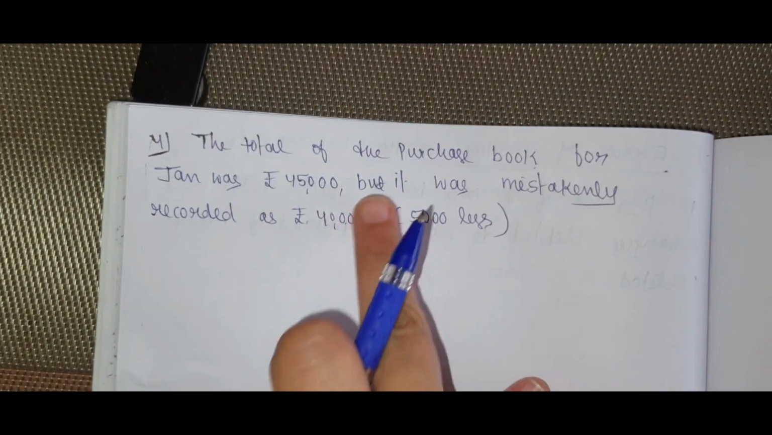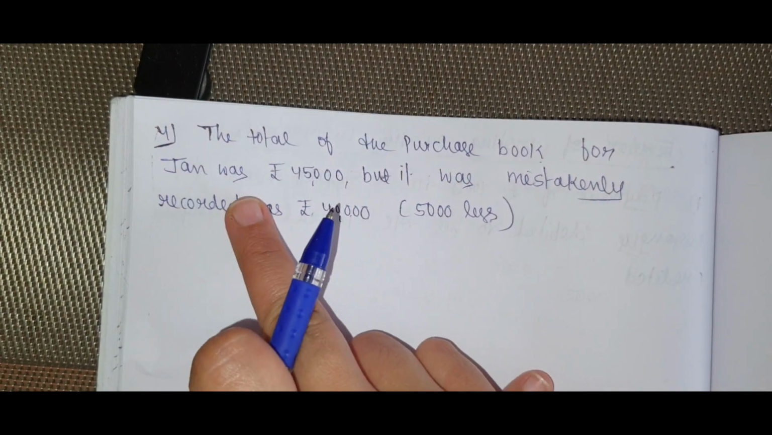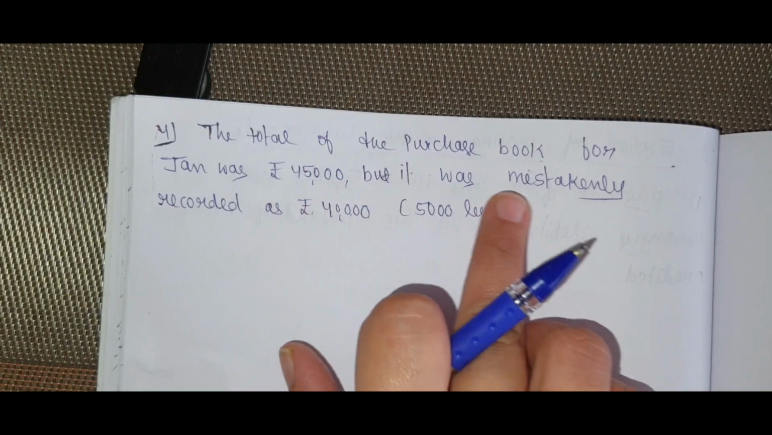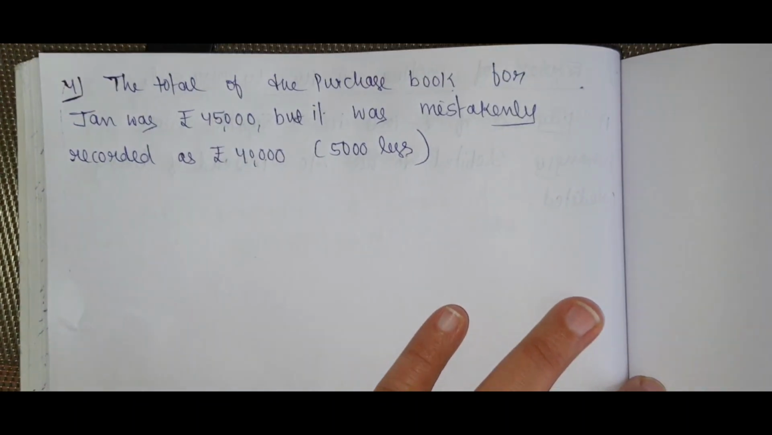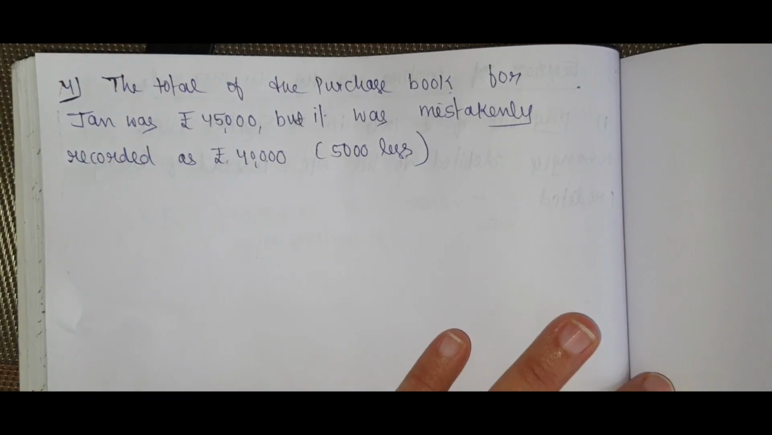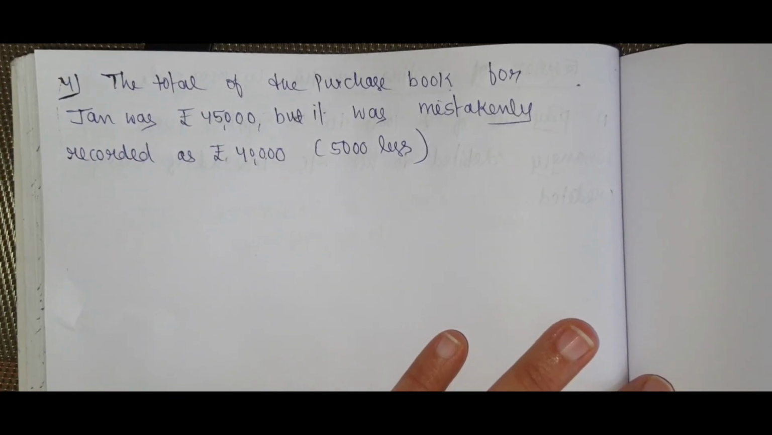Fine. So see one more example. The total of the purchase book for January was rupees 45,000, but it was mistakenly recorded as rupees 40,000. That means 5,000 less, here understated. What is the rectification entry?